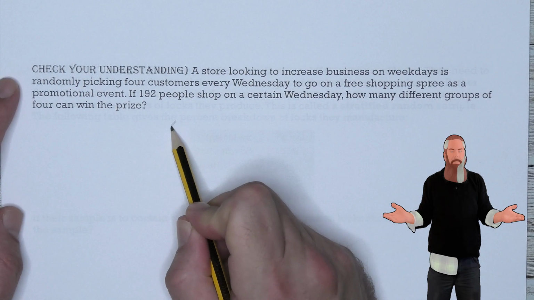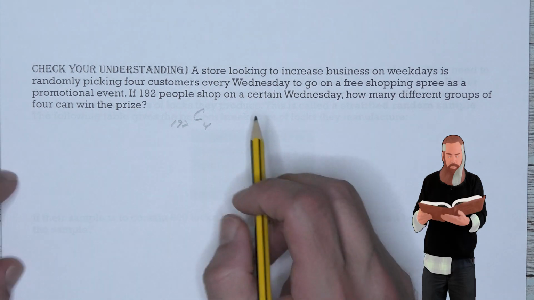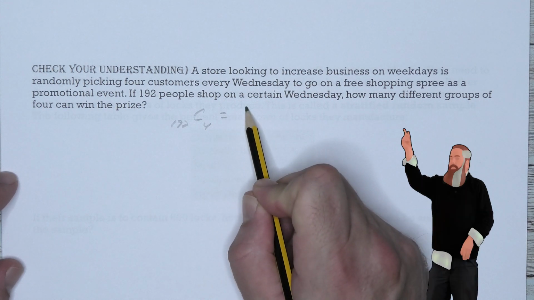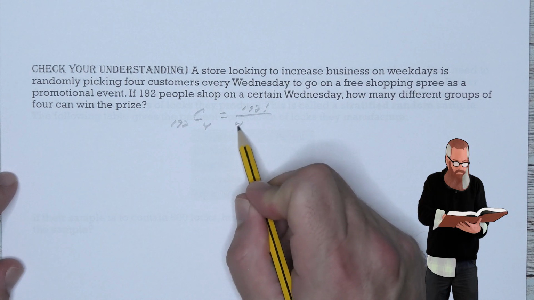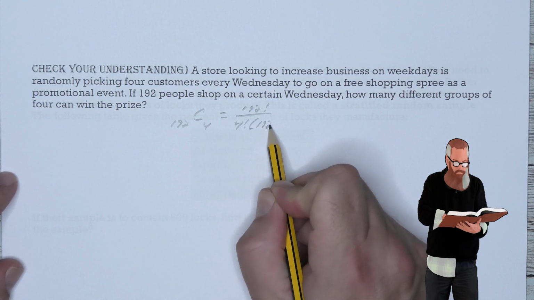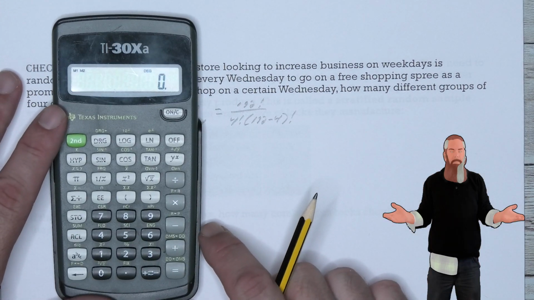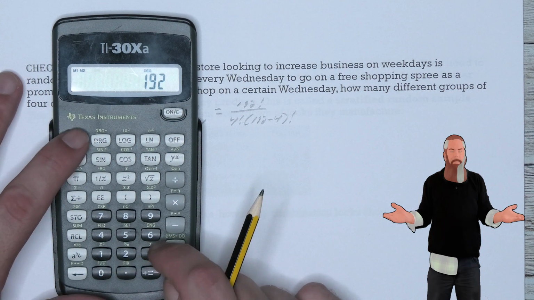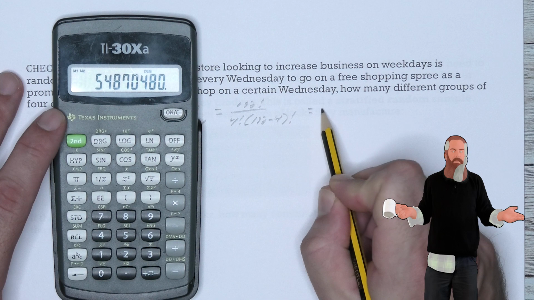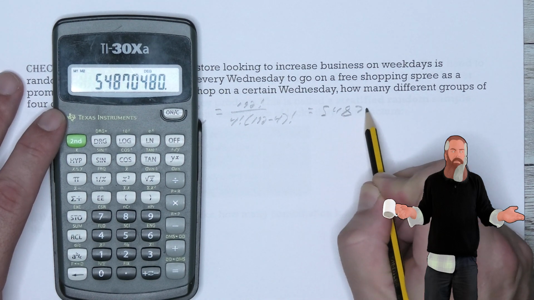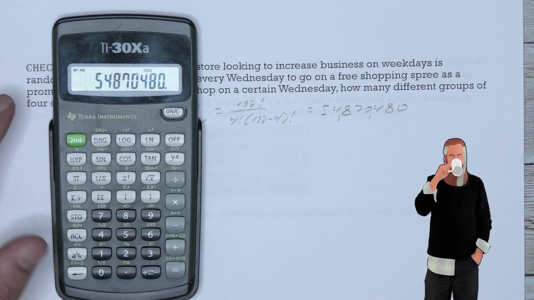So we're looking at 192 C4. This would be equal to 192 factorial divided by 4 factorial times (192 minus 4) factorial. Now we can do this on our calculator by doing 192, second, nCr, 4, equals. And that's going to give us 54,870,480. Go add those commas.